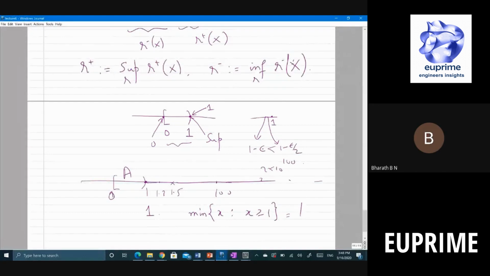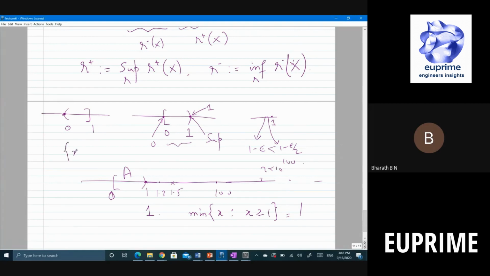What is the infimum of this set? Greatest 0. What is the minimum of this set? 0, right? Because 0 is there in the set. If you have things like this, for example, 0 is not the minimum because it doesn't belong to the set. So how do you find the minimum, the infimum here?